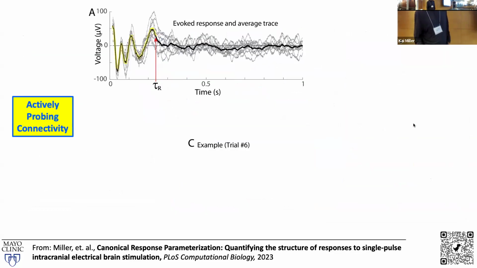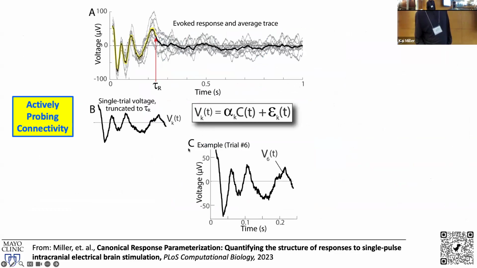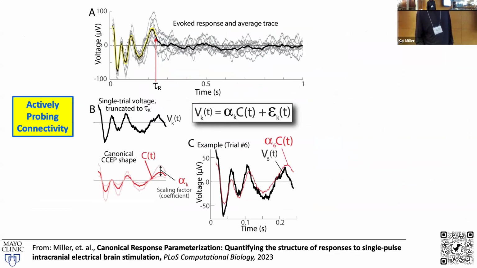And then I can parameterize the response, where I now take my individual responses, voltage as a function of time, and I can take an individual trial here, like you see, and say that voltage is explained by this shape, C of t in red. That's essentially what portion of my data is explained by the fact that I gave an electrical stimulation, scaling it by just a number, so a scalar.